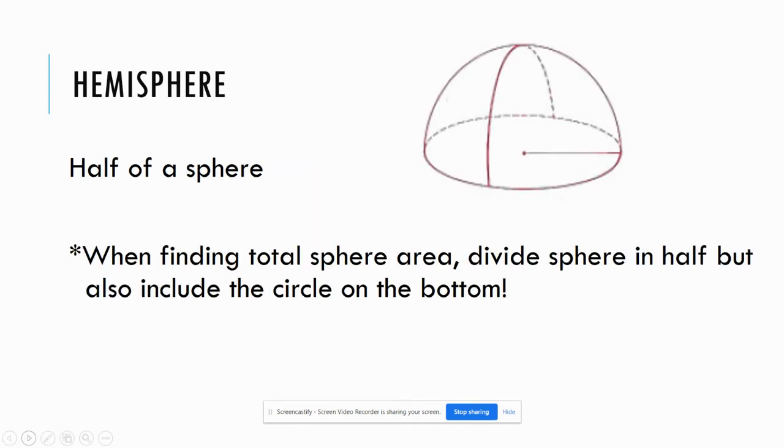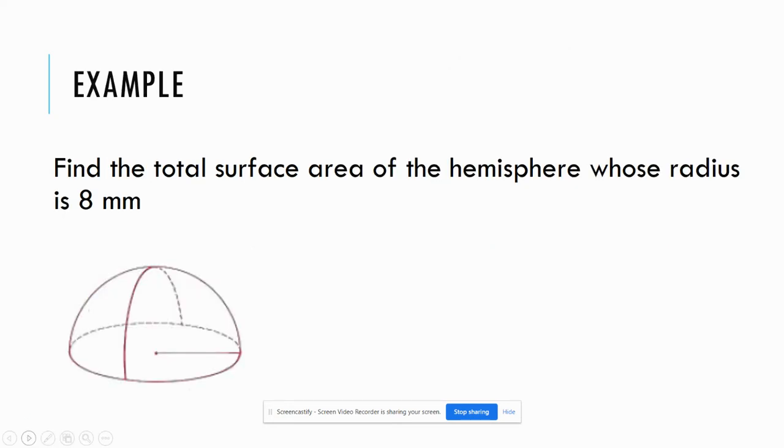Okay, there's also something called a hemisphere. A hemisphere is half of a sphere. So when we're finding the total surface area of this, we want to make sure that we divide the sphere in half. However, you have to realize that there's this extra shape on the bottom. You've got this circle that we also have to include in our formula.